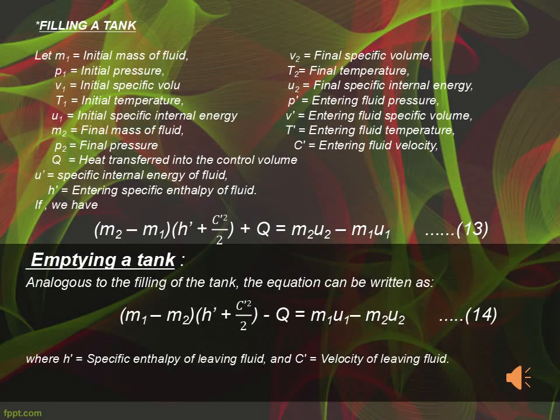Now the next application of unsteady flow process is emptying a tank. To empty a tank, we need to just reverse the process of filling a tank. In this condition, we will consider a tank which is full and we will open the valve. After opening the valve, we will find that some gas leaks through the valve, and due to that leakage, the mass inside the tank decreases, and we can empty the tank after some time. So this is the application part of the unsteady flow.